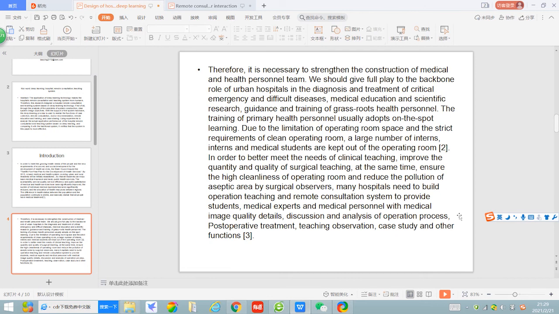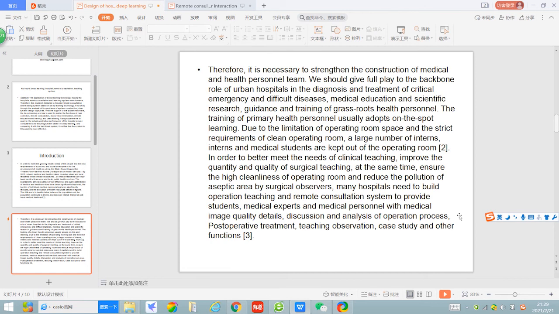Due to the limitation of operating room space and the strict requirements of clean operating room, a large number of interns and medical students are kept out of the operating room. In order to better meet the needs of clinical teaching, improve the quantity and quality of surgical teaching, at the same time ensure the high cleanliness of operating room and reduce the pollution of aseptic area by surgical observers.